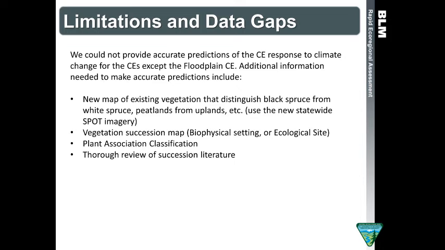Then we have our limitations and data gaps, and basically we're not able to provide accurate predictions of these conservation elements into the future. That doesn't mean that it can't be done, but there are certain things that we need better products for, and one of them is a vegetation map that splits out black spruce from white spruce. Right now, it doesn't do that. We weren't able to do that.